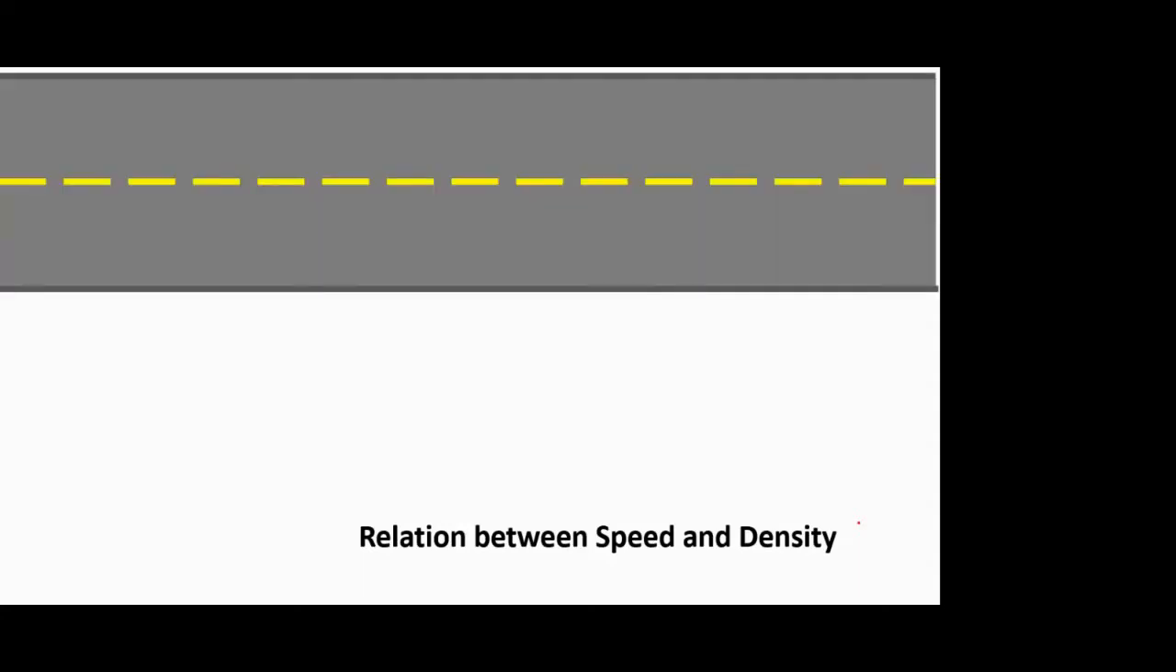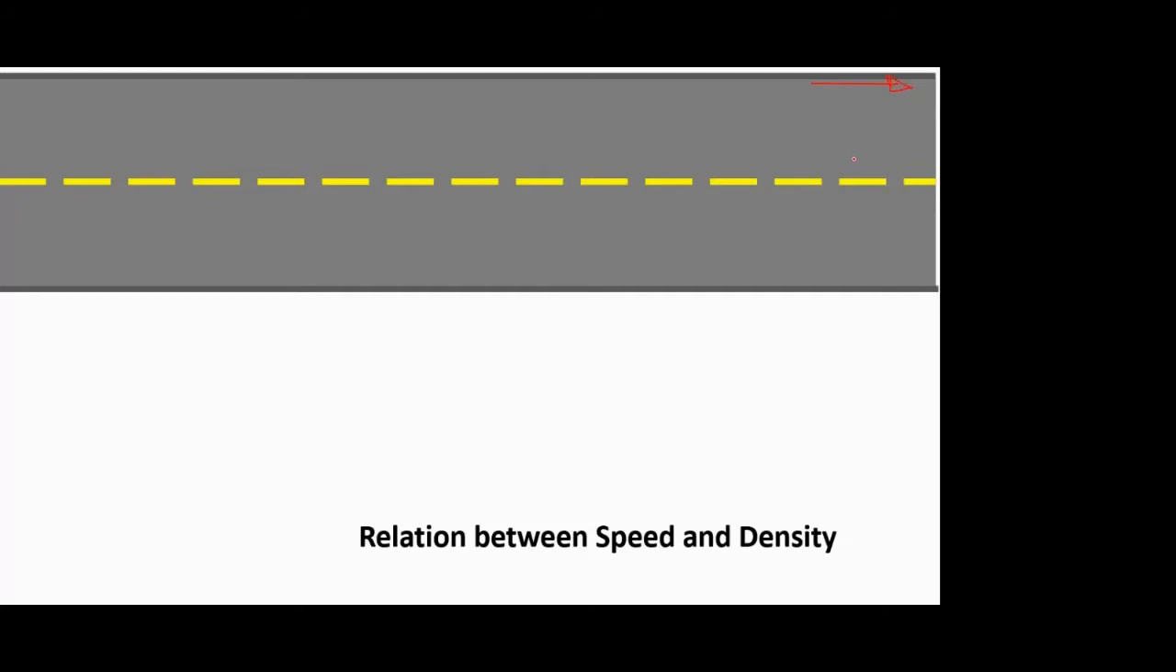So for understanding this relationship, let's consider a road. It's a two-lane road and it's a unidirectional one. That means only one direction traffic is going on it, say from left to right.